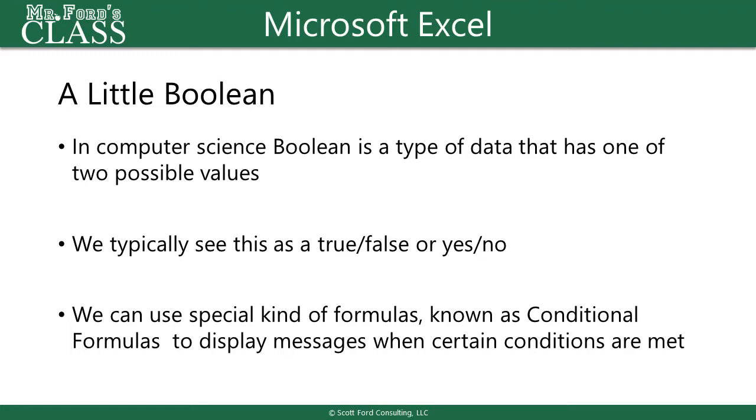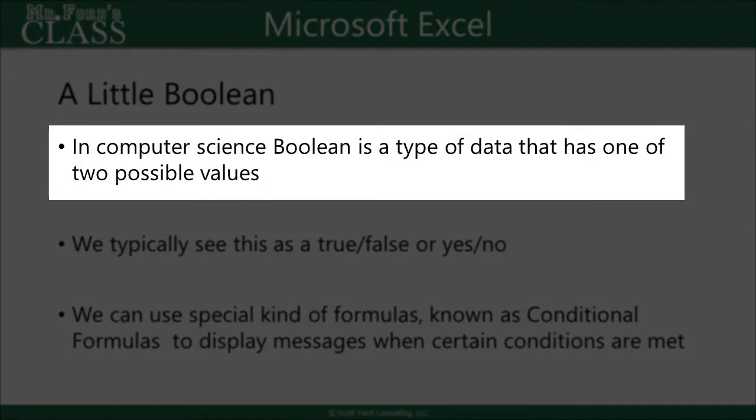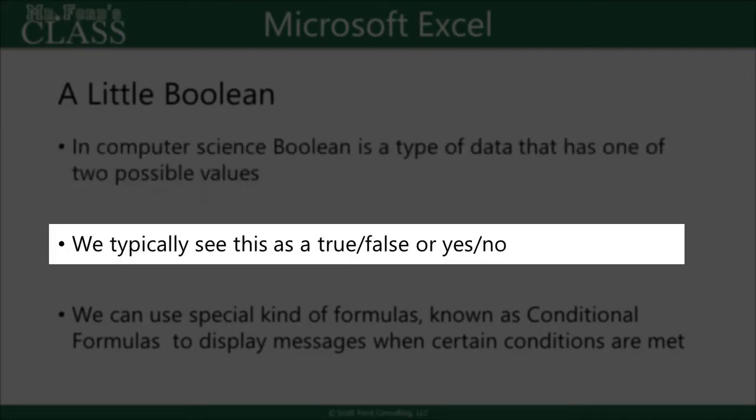Let's begin by just taking a quick look at what Boolean means. In computer science, Boolean is a type of data that has one of two possible values. We typically see this as either being true, false, or yes, no, on, off. It's this or that.